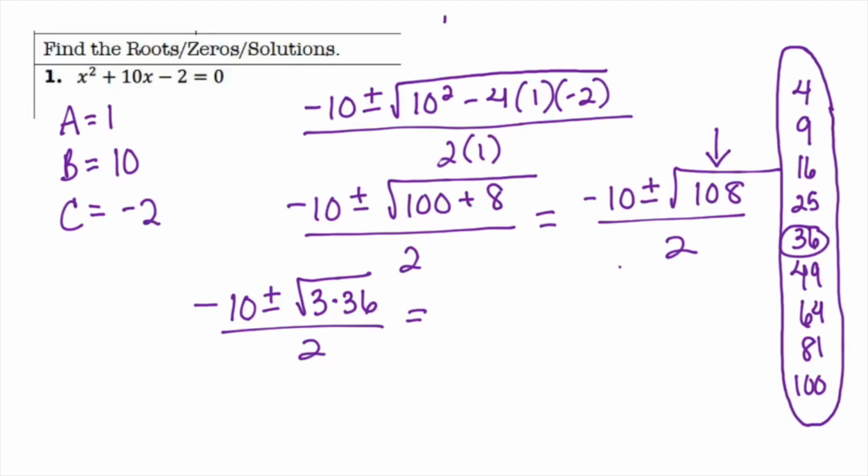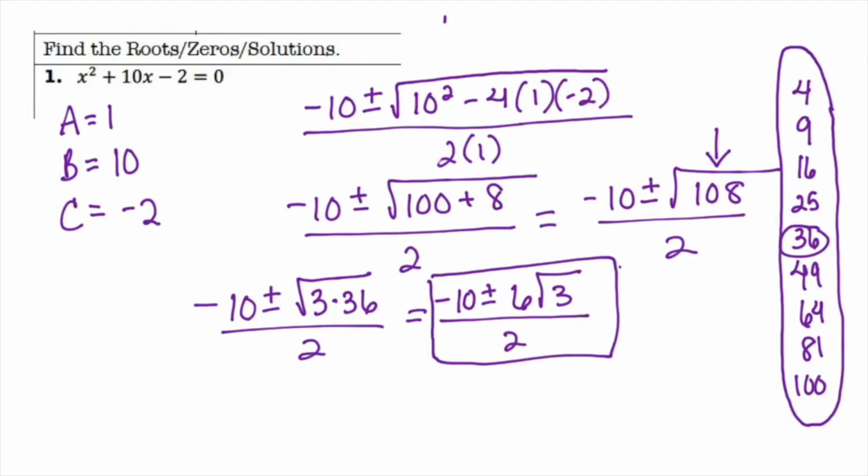So if you take the square root of 36, the 6 comes out, the 3 stays under, and then we're just going to copy everything that we didn't use. So let me show that again. So square root of 36 is 6, and the 3 stays under the radical, so we write that there. And then we're copying down the negative 10 plus or minus, and all over 2.